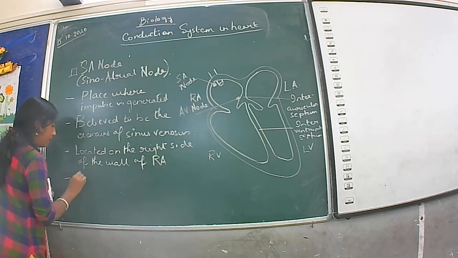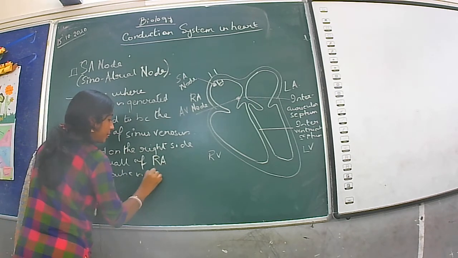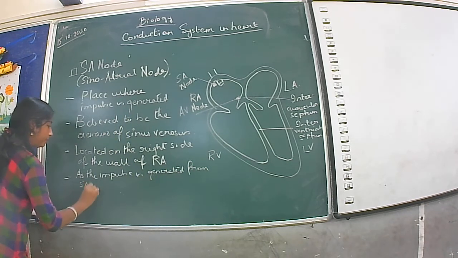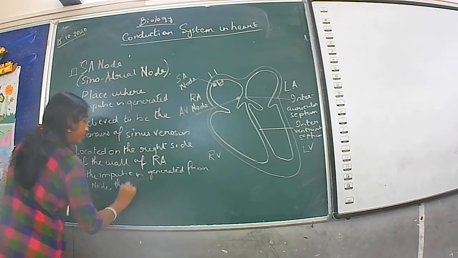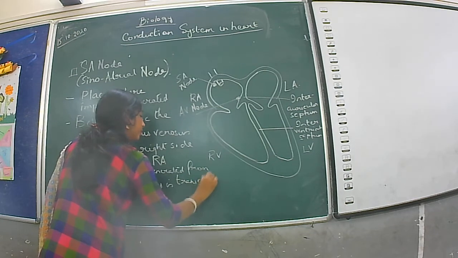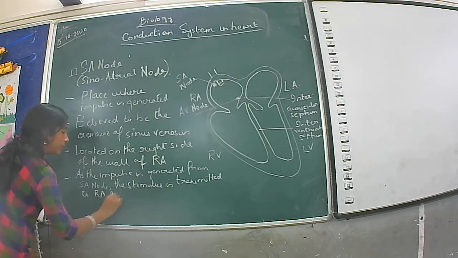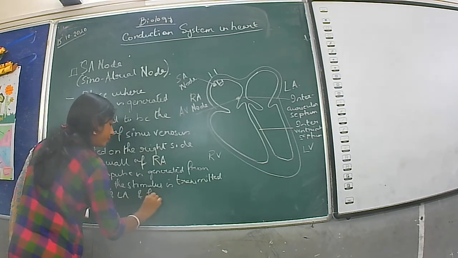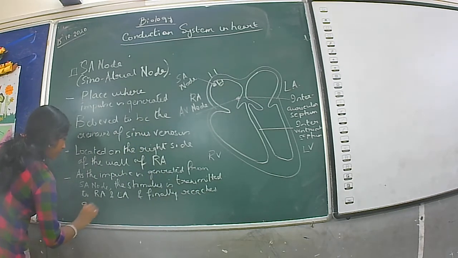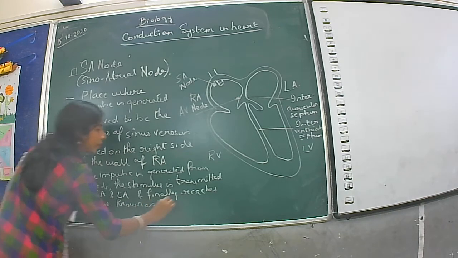As the impulse is generated from the SA node, the stimulus is transmitted to the right auricle and left auricle, and finally reaches a tissue known as the AV node.